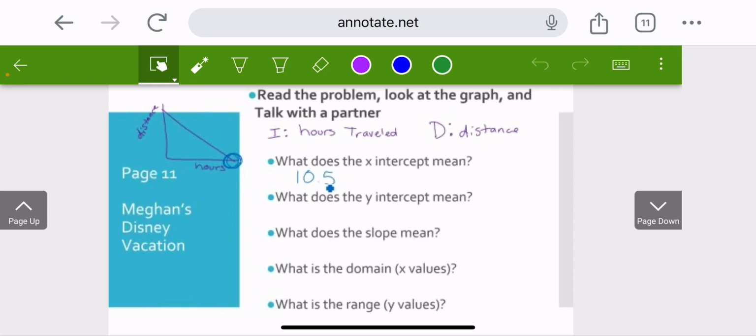10.5 what? Hours. What happens at 10.5 hours? Hours until they get there. So that's what we say when we say, what does it mean? Put it in context. What's the value? And then just keep saying what until you get something that makes sense. 10.5 what? Hours. Okay, 10.5 hours what? Until they get there.